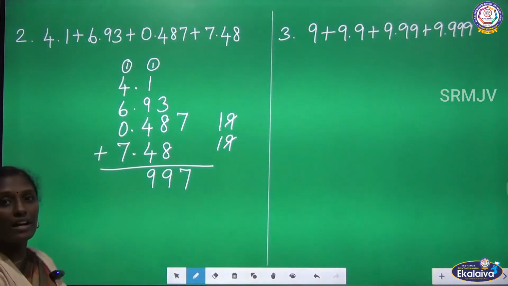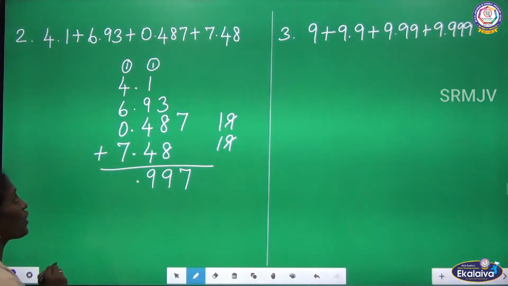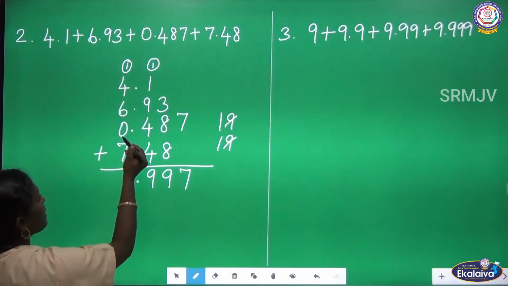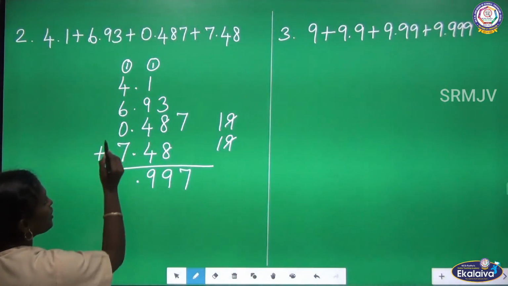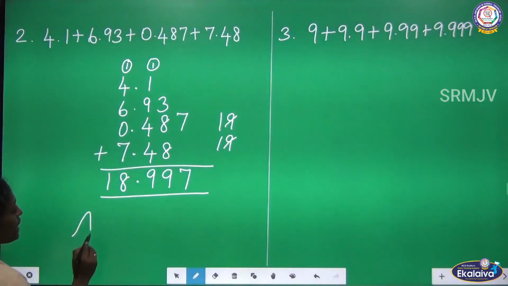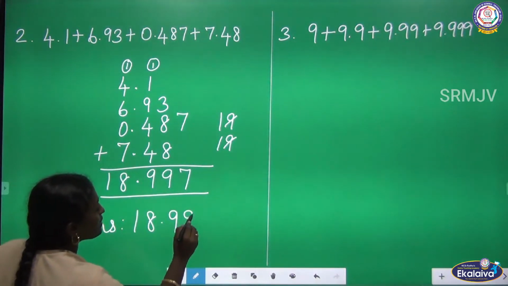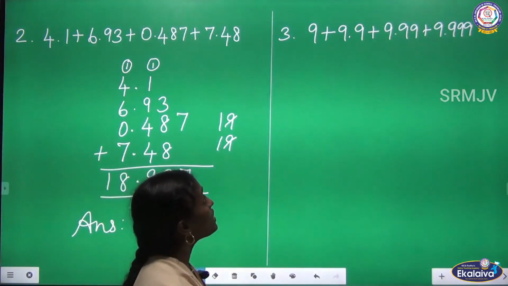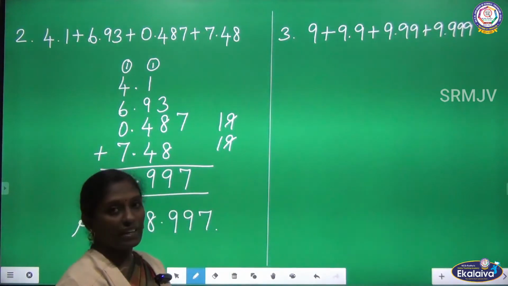Now we are going to add the numbers in whole number part. Before that, we have to keep the decimal point here. 1 plus 4, 5. 5 plus 6, 11. 11 plus 0, 11. 11 plus 7, 18. Here no more numbers to add, so we can write the 2-digit number here. So the answer is 18.997. Okay.